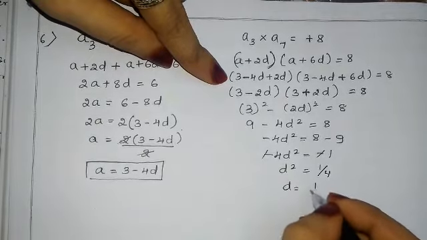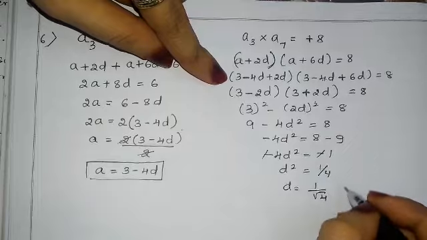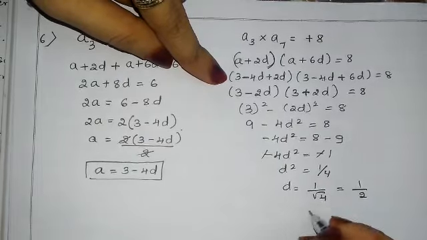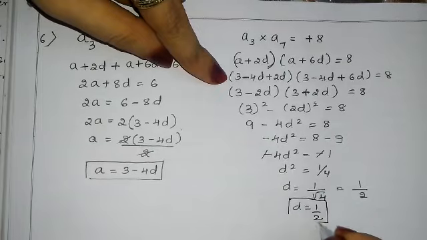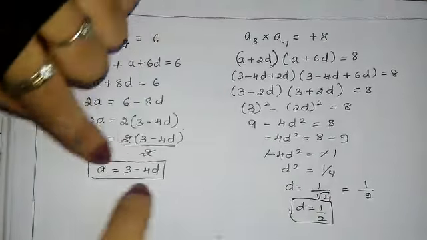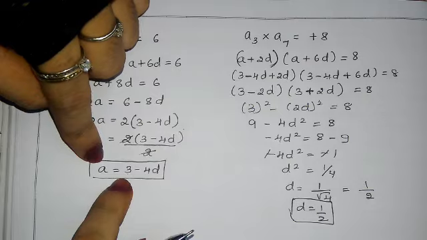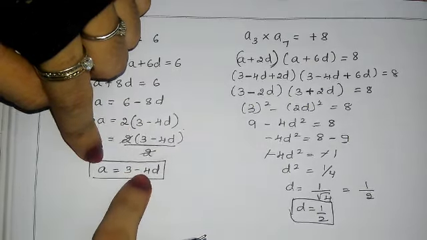D is equal to 1 upon root 4. That is, d is equal to 1 by 2. What we got? D is equal to 1 by 2. Now we got the value of d, 1 by 2. So let us find the value of a. We didn't get the value of a over here.